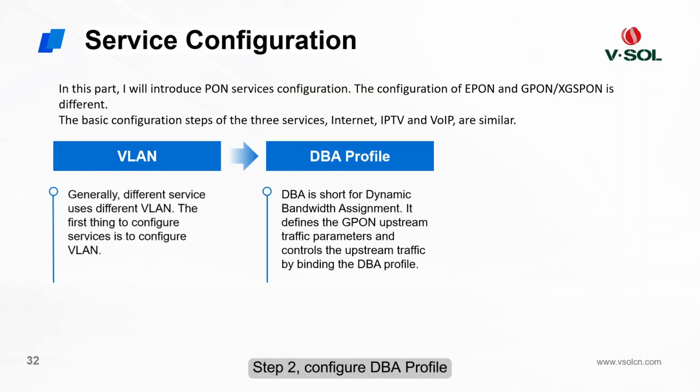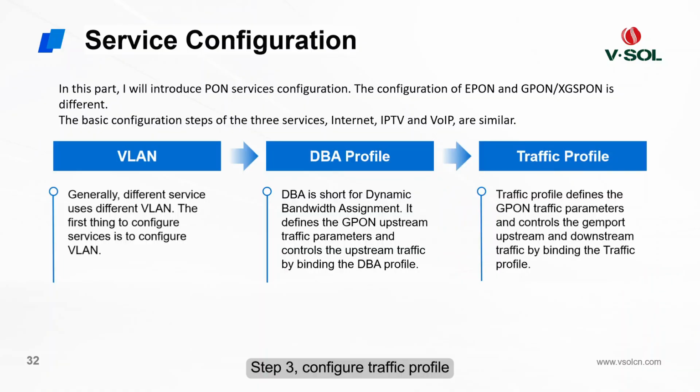Step 2. Configure DBA profile. DBA is short for Dynamic Bandwidth Assignment. It defines the PON upstream traffic parameters and controls the upstream traffic by binding the DBA profile. For EPON, DBA profile is optional, only need to configure when using traffic limit.